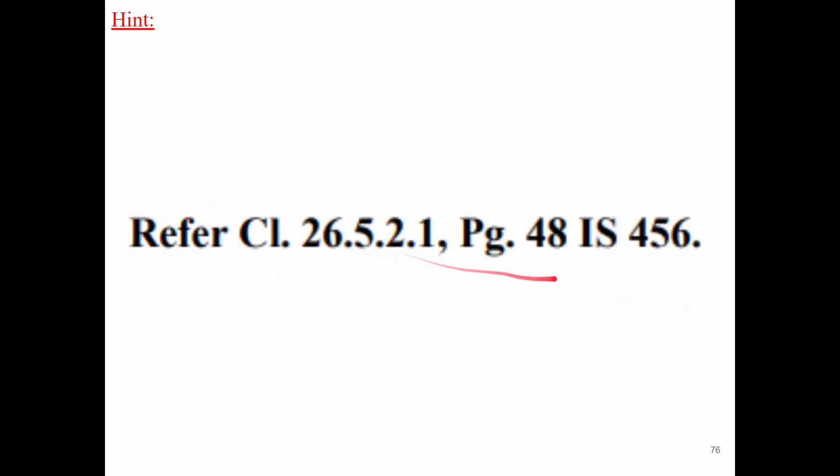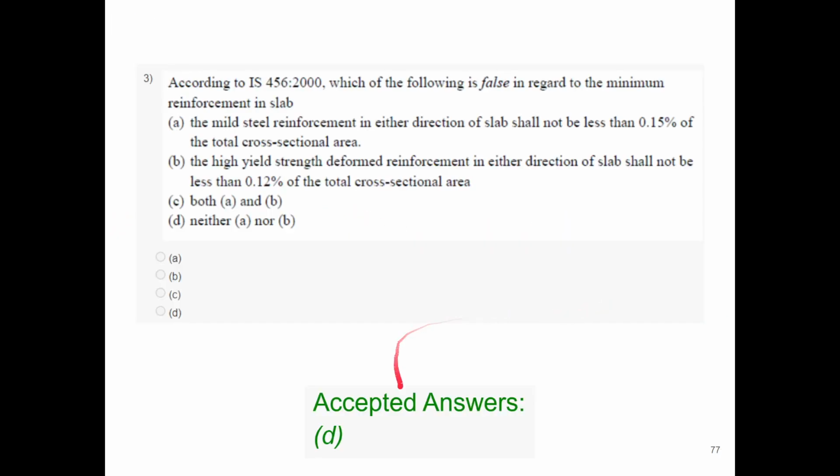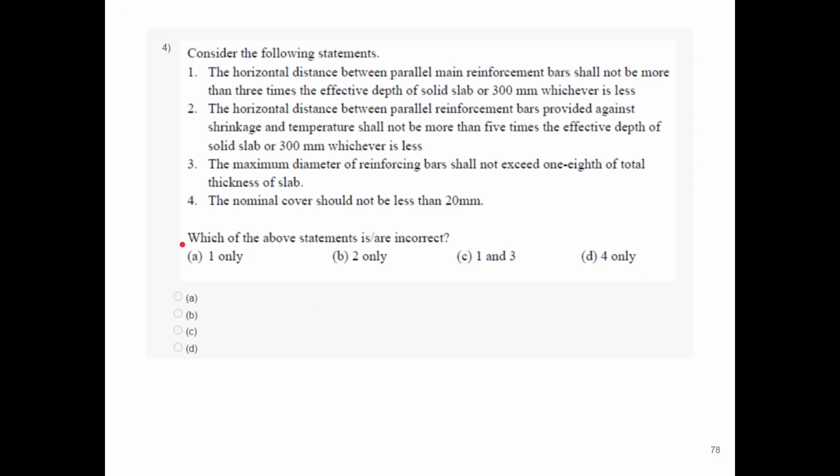So you can refer to this clause as per IS 456. As you can see, D, neither A nor B, is the correct option because both are correct. Neither is false.